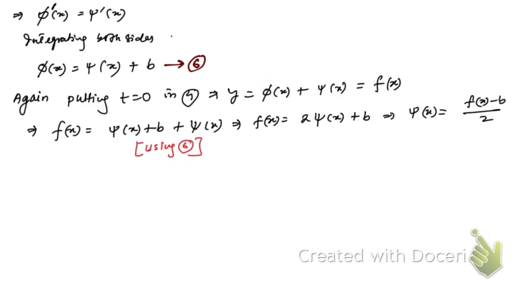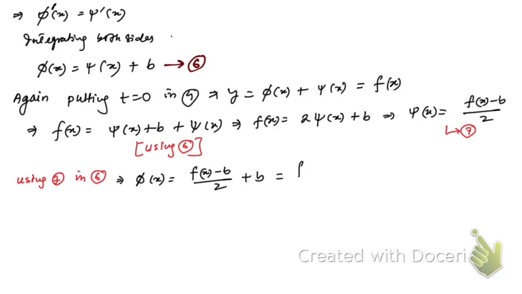Now let it be equation number 7. Now using 7 in 6, so if we use that in 6, then what we're gonna have, phi of x, instead of psi we're gonna put f of x minus b by 2, then we have plus b, and if you take LCM and simplify it, then again it's gonna be equal to f of x. Now it's gonna be plus b by 2. So this is what we have got. So now we have got phi of x and psi of x, right?